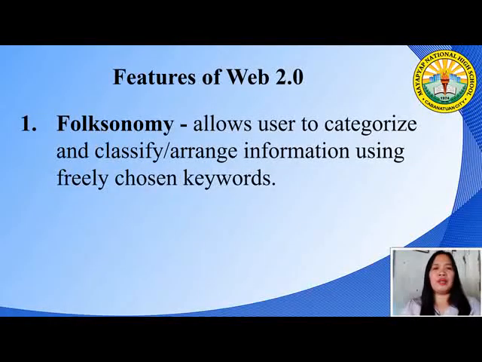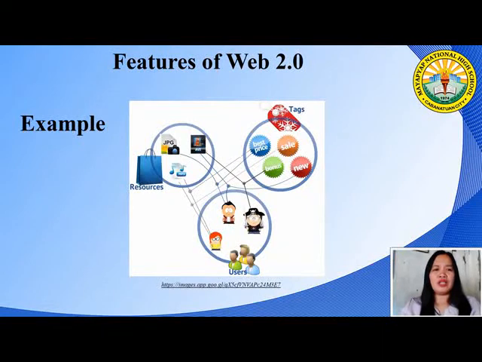To learn more about Web 2.0, here are the following features. One is taxonomy. It allows user to categorize and classify, arrange information using freely chosen keywords. So this is the example of taxonomy, representing a social tagging system with 3 users, 4 tags, 3 resources, and 5 posts.